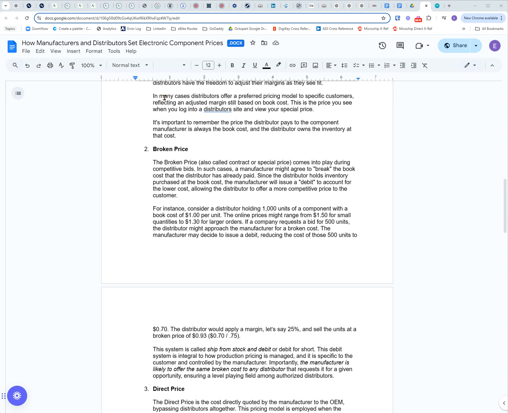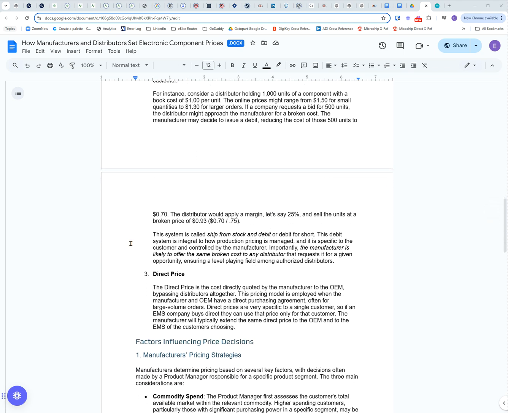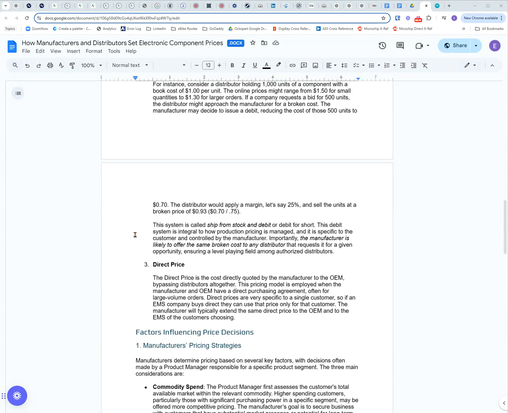And the distributor may decide to issue a debit, effectively reducing the costs of those 500 units. So let's say they're going to issue a debit for 30 cents and reduce the cost now to 70 cents. And the distributor would then apply a margin to that broken cost, let's say 25%, and now they're able to sell the units at a broken price of 93 cents. And so that's the basics. That's called the ship from stock and debit system, debit for short. And it's absolutely crucial to understanding how production pricing is managed and what is actually happening.